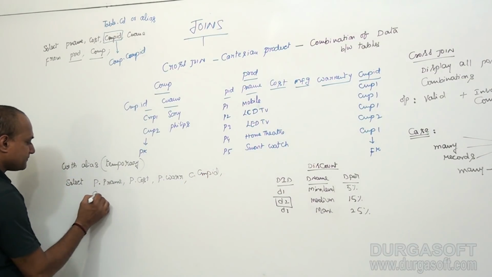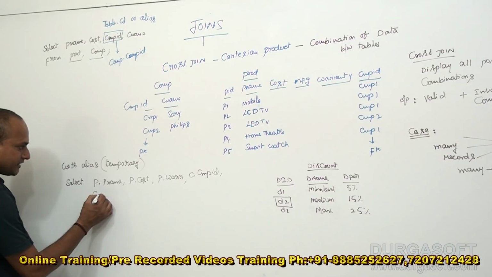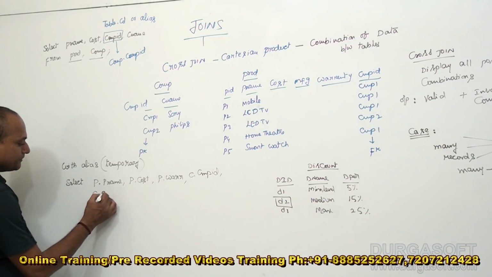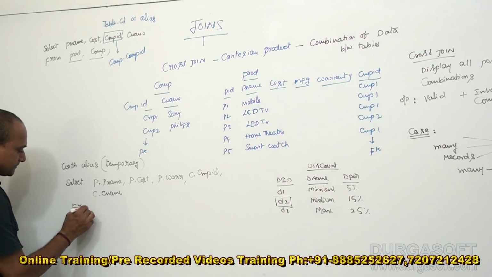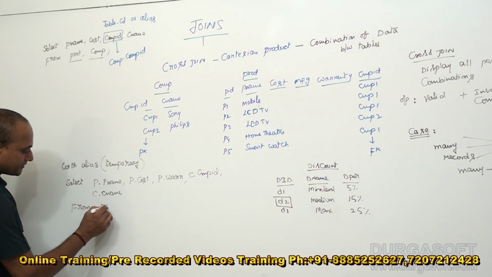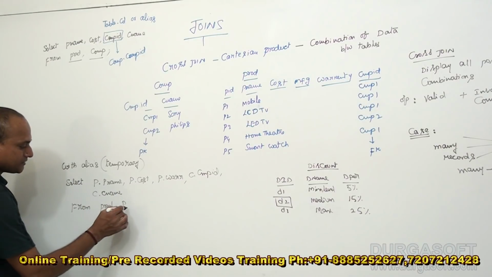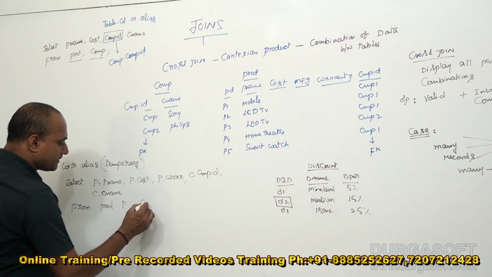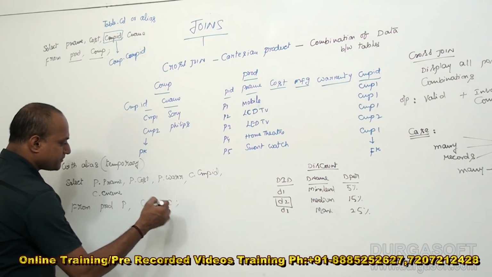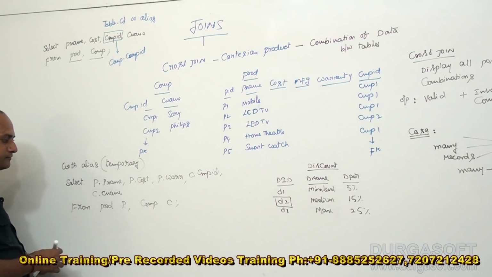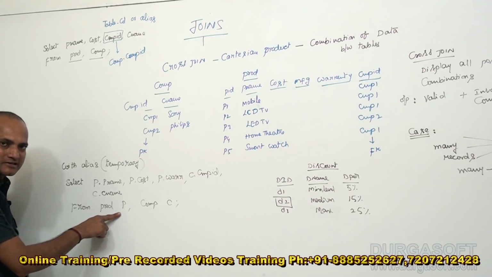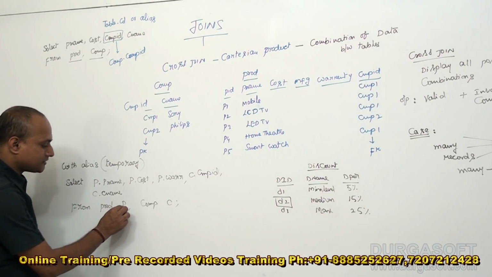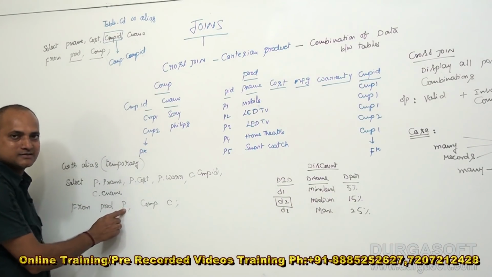C is the alias name for company table. C dot CMP name or C name from, what are the tables here? Product table. What is the alias name you are using? P. And company table. What is the alias name you are using? C. If you are using alias names, then you must specify alias name after the table name under from clause.